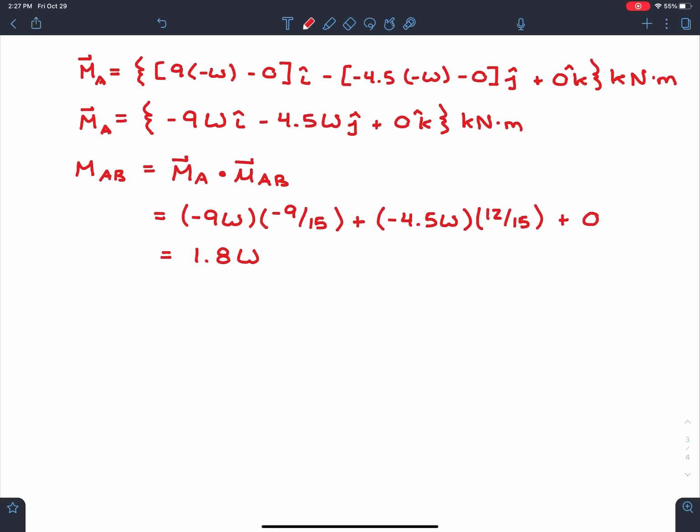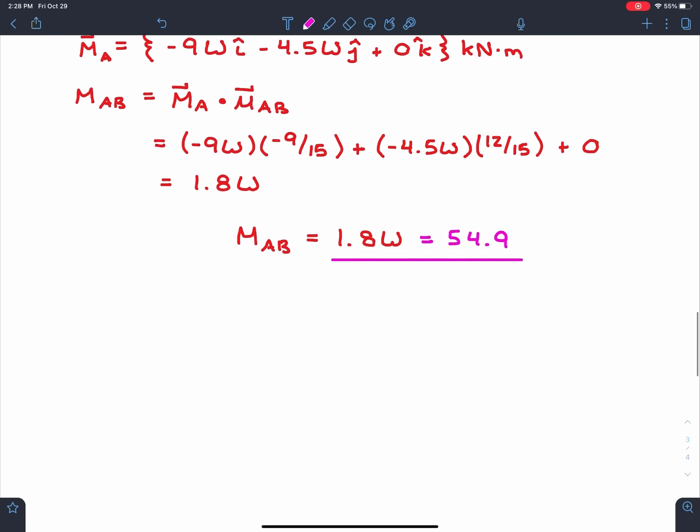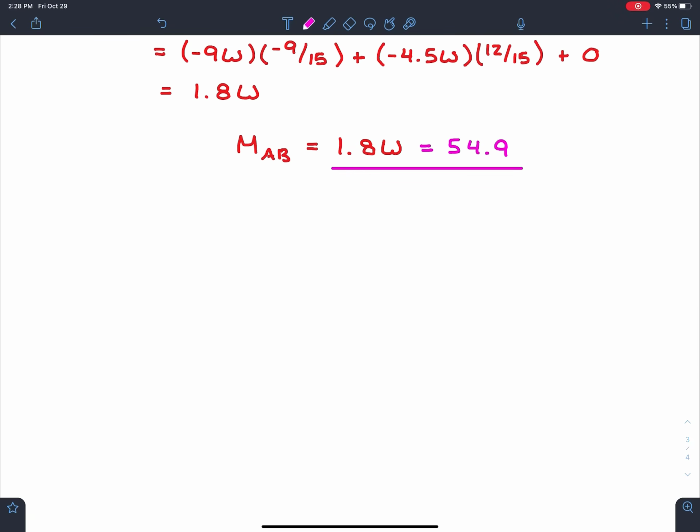Now here's the trick. The moment about line AB is equal to 1.8 W, and we said that we want this equal to the moment about the other force, which we had as 54.9. So if I were to look at just this equation right here, this equation by itself, our only unknown is going to be W. So I can solve for W, and I see that W, of course, is equal to 30, I was going to say 35, but it's not. It's 30.5 kilonewtons. And that's it. That's all. That's how we solve for W.